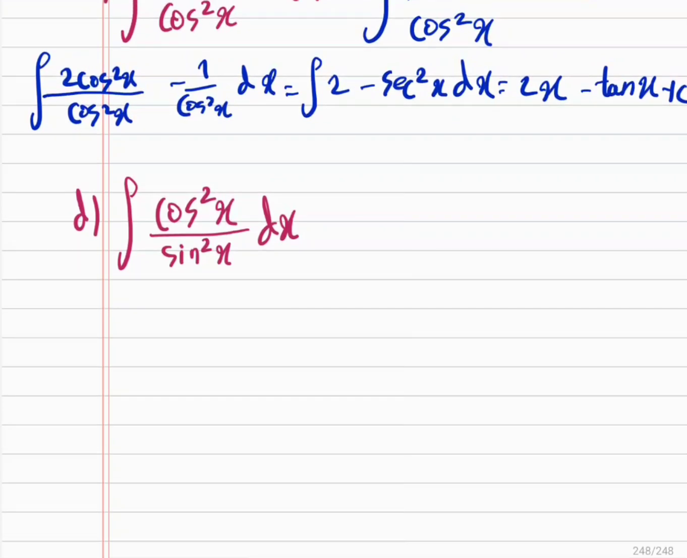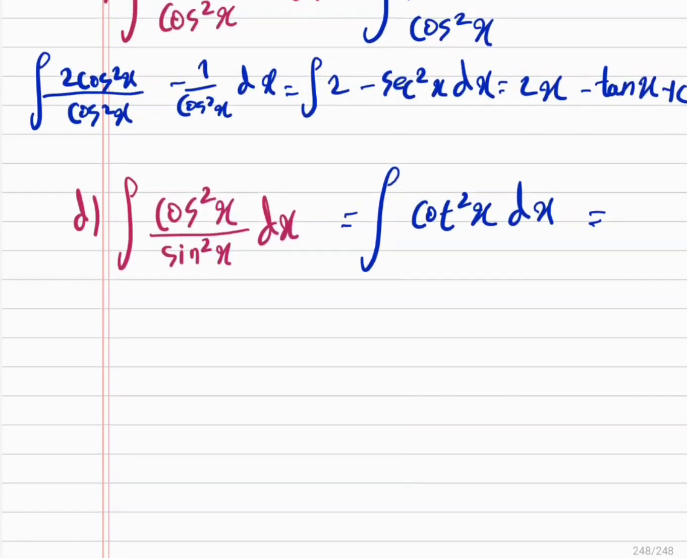Okay. Now for part D, straight away we can simplify this and write it as cot squared x dx, because cos x over sin x is cot x, but since they are both squared here, we get cot squared x.